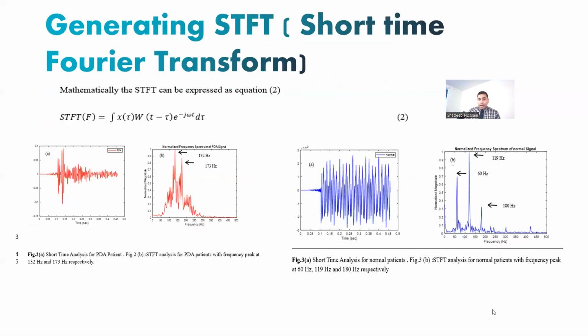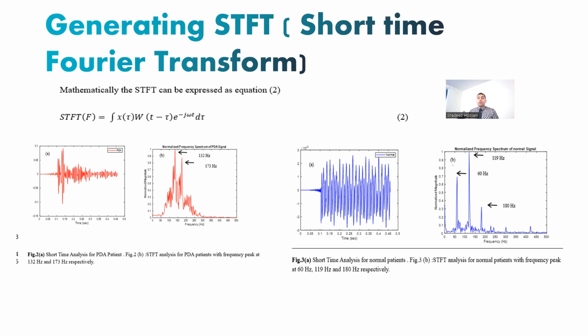Now, let me just enlarge it. You would see over here, this is for a PDA patient. I tried to normalize the frequencies, so you would find that there's a high peak at 132 hertz, followed by a second peak at 173 hertz. These two are dominant peaks, quite visible in a PDA patient when we did a short-term Fourier transform, reducing the time domain to only 0.46 seconds.